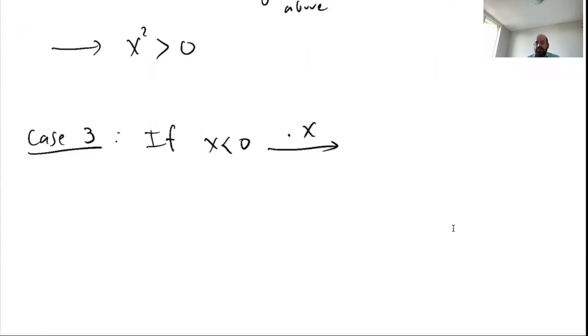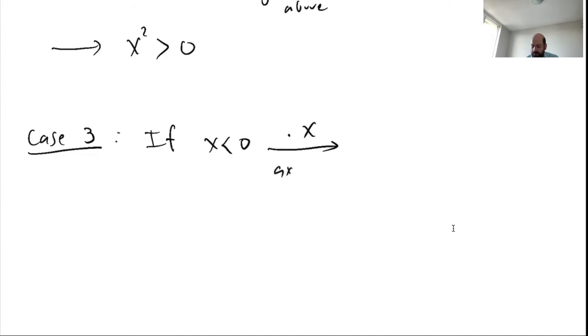So we are dividing the proof into different cases. In each case, I make an assumption about x, and therefore I'm of course allowed to use that assumption during my proof for that case. So case basically here means a possibility, right? So the third possibility is that if x is negative, I multiply both sides by x.